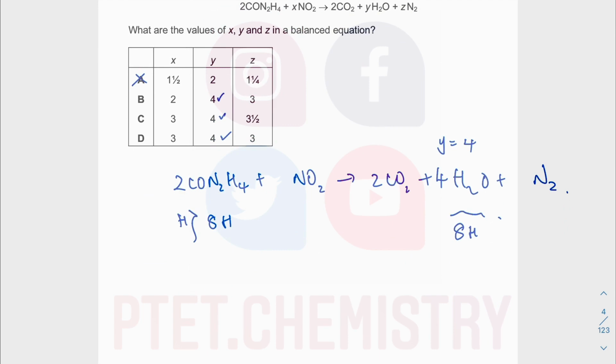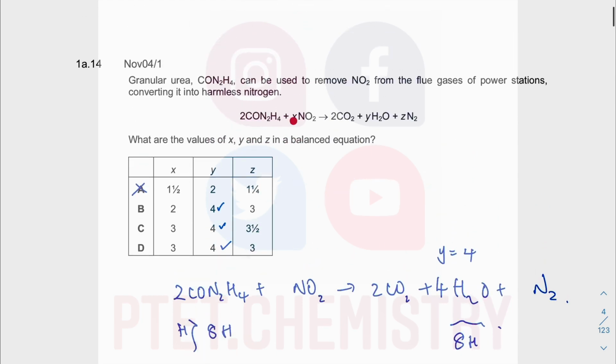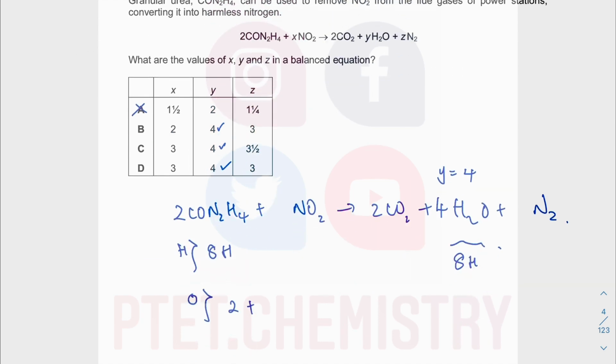So there's 2 oxygen there. So if I do oxygen, there must be 2 plus, and there's an X there. You see XNO2, right? It says XNO2. So in terms of oxygen, there must be 2 plus something, which will give me 2 times 2, which is 4, and 4 times 1, which is 4. So 2 plus something will give me 8. Something must be 6, and that something refers to the oxygen there. So I need 6 oxygen here.